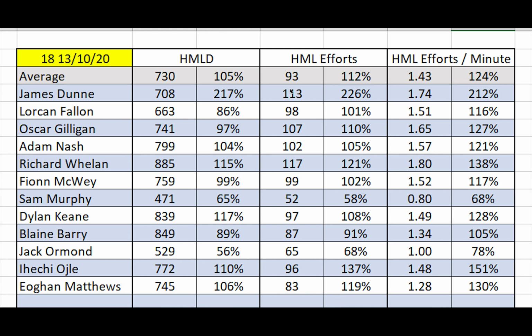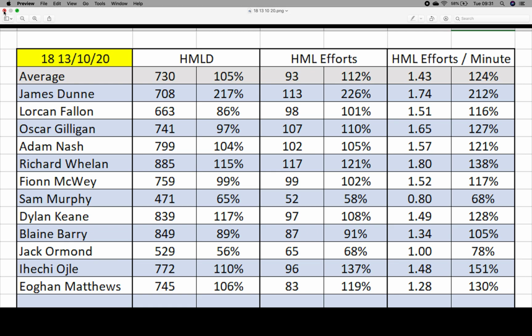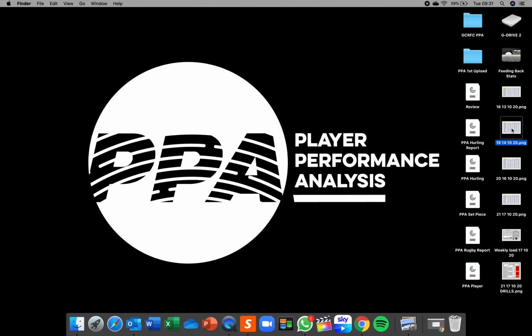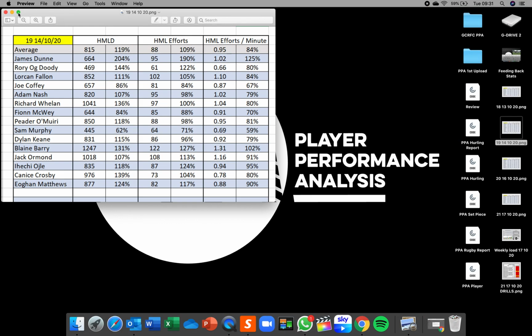An effort counts the number of sprints, accelerations, decelerations. Once again, the hard working part of training, and then it's just efforts by minute, so the intensity of the work rate. And then all we do is we just get an average. So on average, this was 105% and 112% training session load, and it was 124% intensity of the game. Then the next session, going on through the week, was 119, 109, and 84.